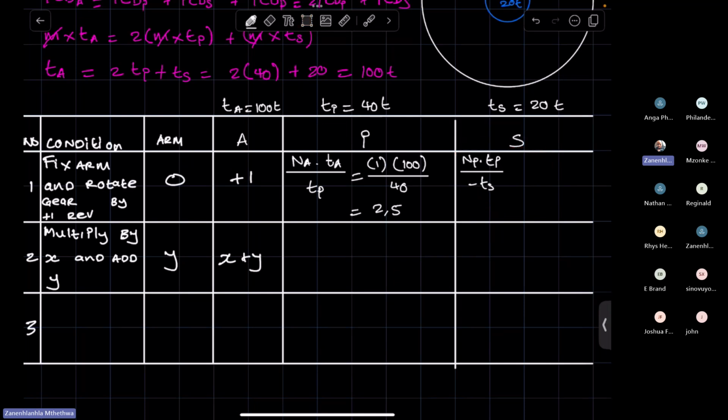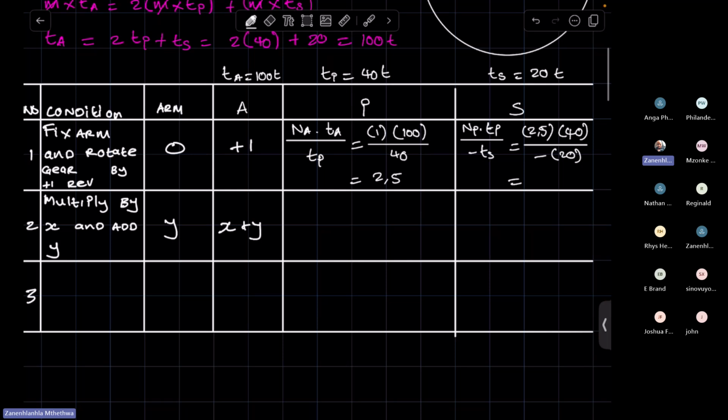Now, all you do is simply substitute. What is NP equal to? NP is equal to 2,5. So this is 2,5 times TP. TP is 40. All of this divided by negative TS. TS is 20. And what do we get here? 5. Sorry? Negative 5, yes. So negative 5.